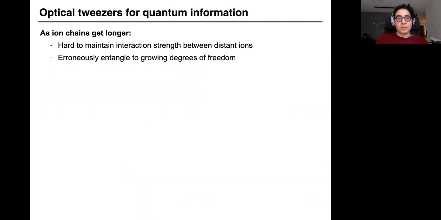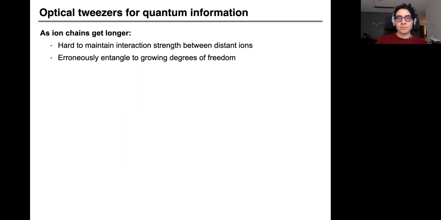Okay, so what we wanted to do was to sort of have a gate proposal that was a bit more lenient. And in principle, also, we know that when the ion chain gets longer in the Paul traps, it's hard to maintain the interaction strength between the distant ions. So we also wanted to have a scheme that possibly didn't have this problem. So it was scalable enough and the gate time would be independent of the distance between the ions.